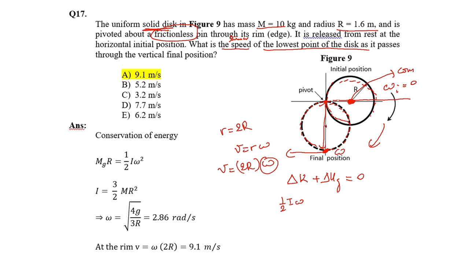And finally, the center of mass is somewhere here. So the change in height of the center of mass is just what? What do you think? Of course, R. So plus delta UG, of course, is going downward. Final minus initial, because final is smaller. So it will be plus mg multiplied by minus R. And this is equal to 0.